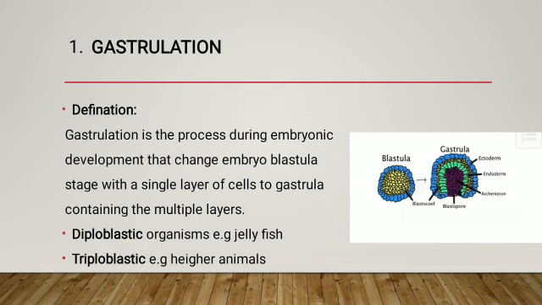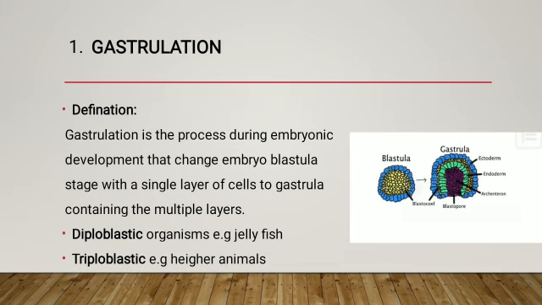First of all, what is gastrulation? Gastrulation is the process during embryonic development that changes the embryo from the blastula stage with a single layer of cells to a gastrula containing multiple layers. Gastrulation typically involves the blastula folding in upon itself or dividing, which creates two layers of cells in diploblastic organisms like jellyfish, while in triploblastic organisms, it creates three layers of cells in higher animals like humans.